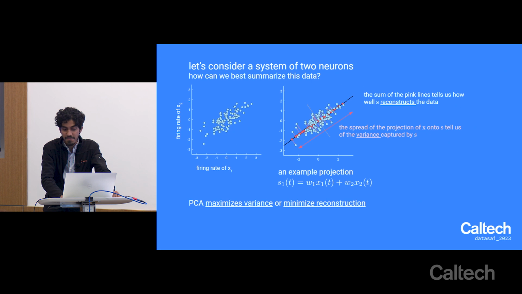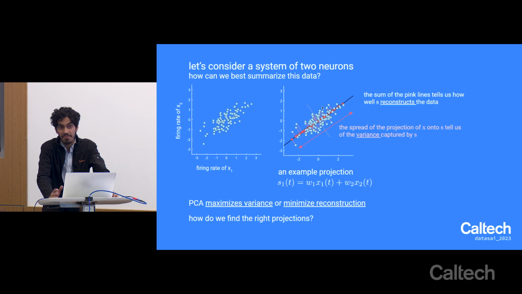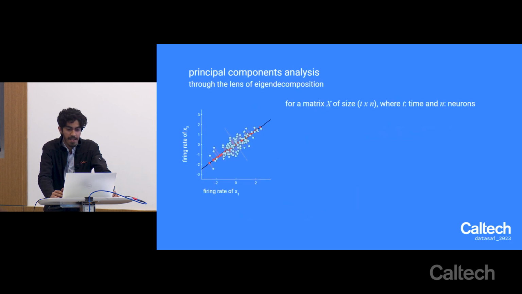And the sum of all these pink lines would be very low as compared to the example we saw before. So the question is, how do we find those correct projections? And this gets into how we perform PCA. So we're going to first take a look at PCA through the lens of a very important idea called Eigen decomposition. So again, as we said before, we're going to go through these at different levels of depth.